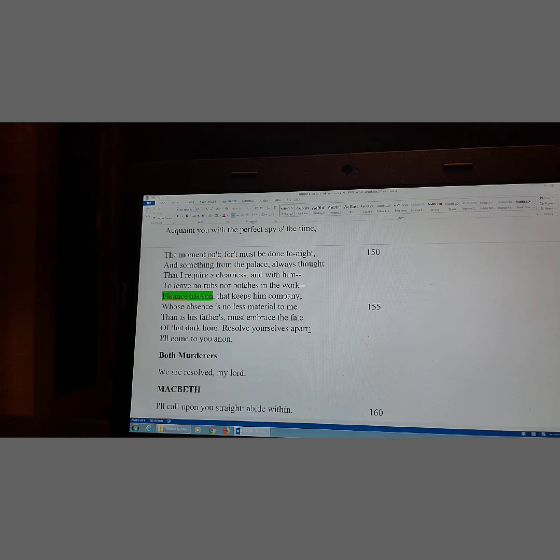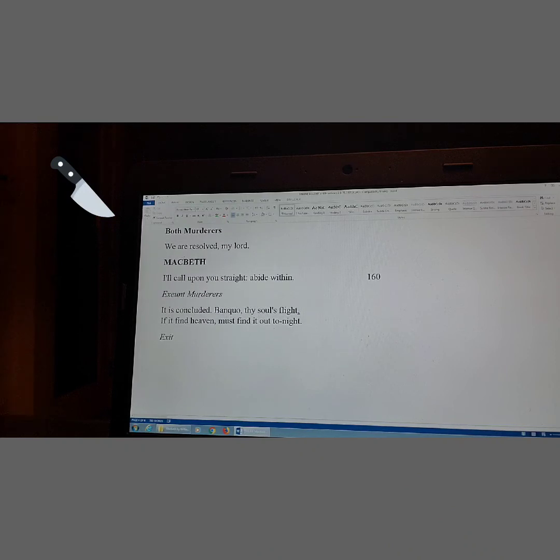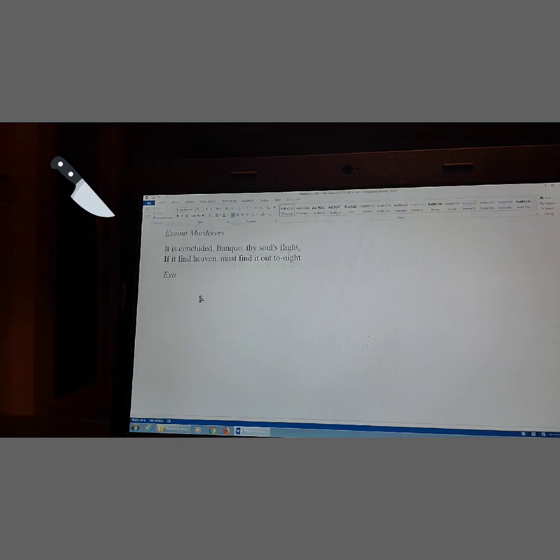Resolve yourselves apart. I will come to you anon. We are resolved, my lord. Call upon the straight to abide within. It's concluded. Banquo, thy soul's flight, if it find heaven, must find it out tonight.